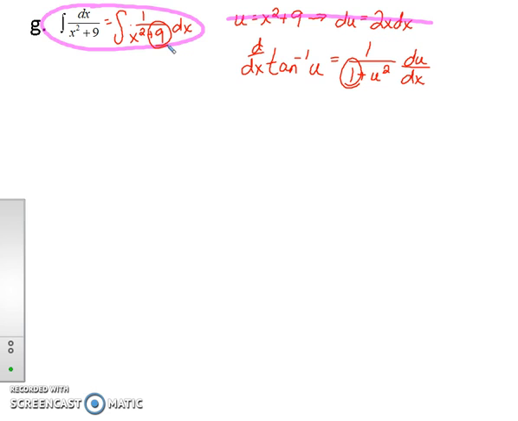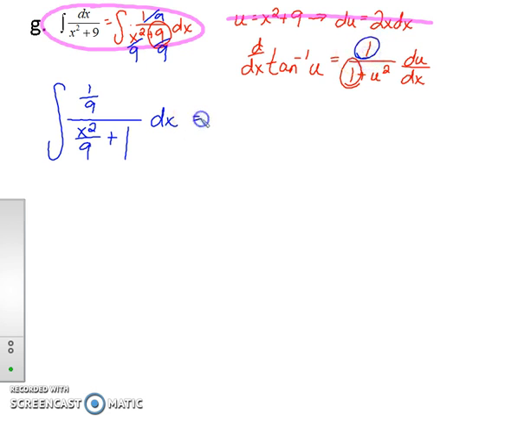So then I start asking myself, well, could I turn that 9 into a 1? I could. I could turn it into a 1 if I divide every single piece of this fraction by 9. So this becomes a 1/9 x squared over 9, and then 9 over 9, which is 1. So I got my plus 1 in there. That's what I wanted. And I really need 1 to be in the numerator also, but I can fix that really easily. I can just pull the 1/9 out separately. You could even put it in front of the integral if you want to.